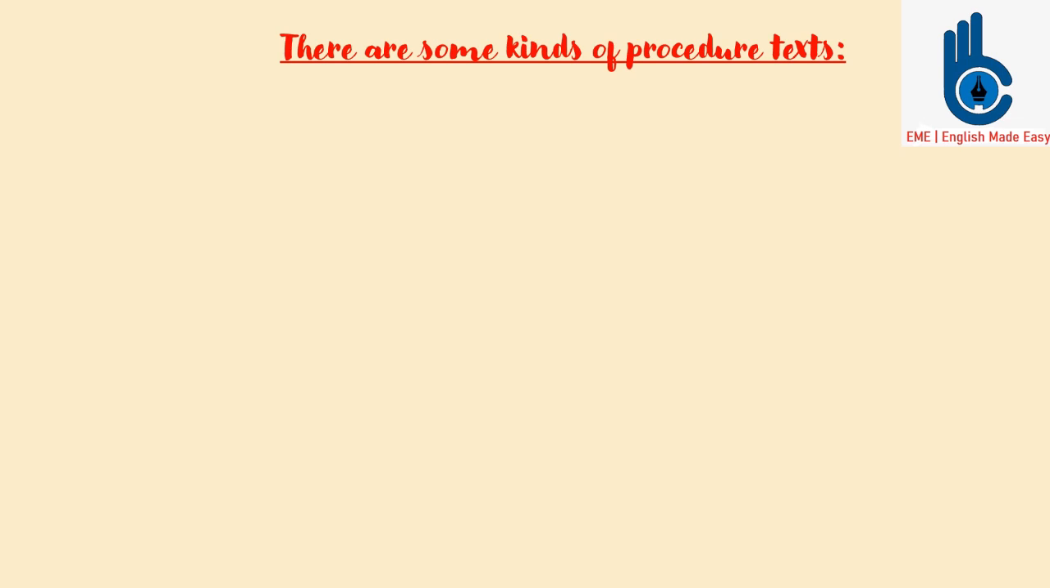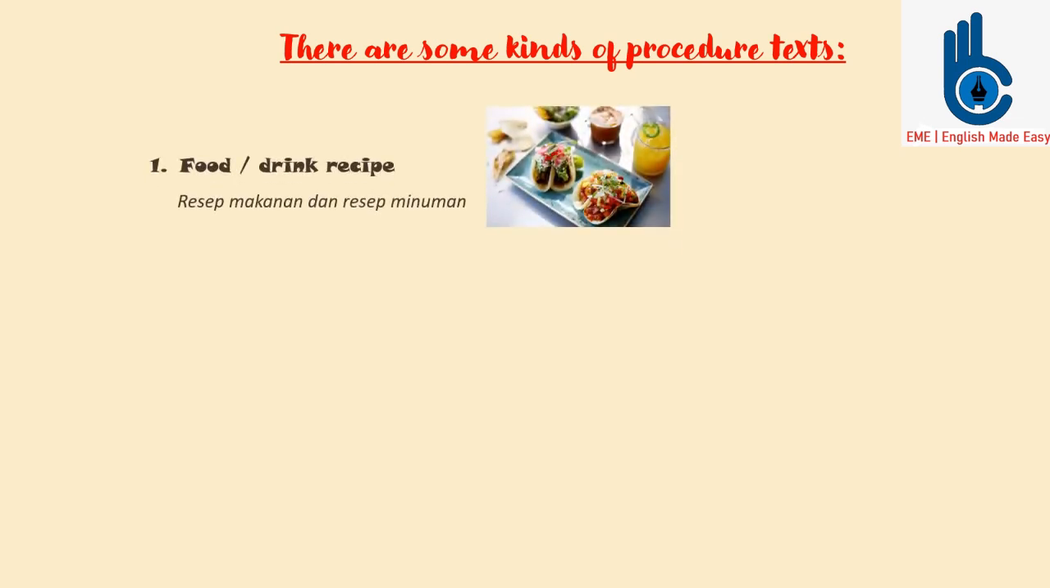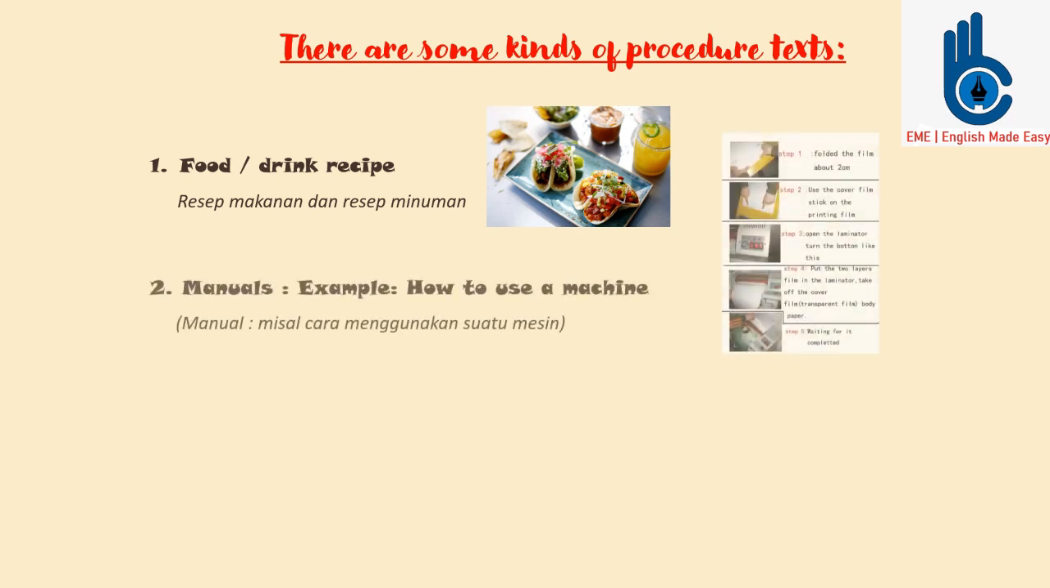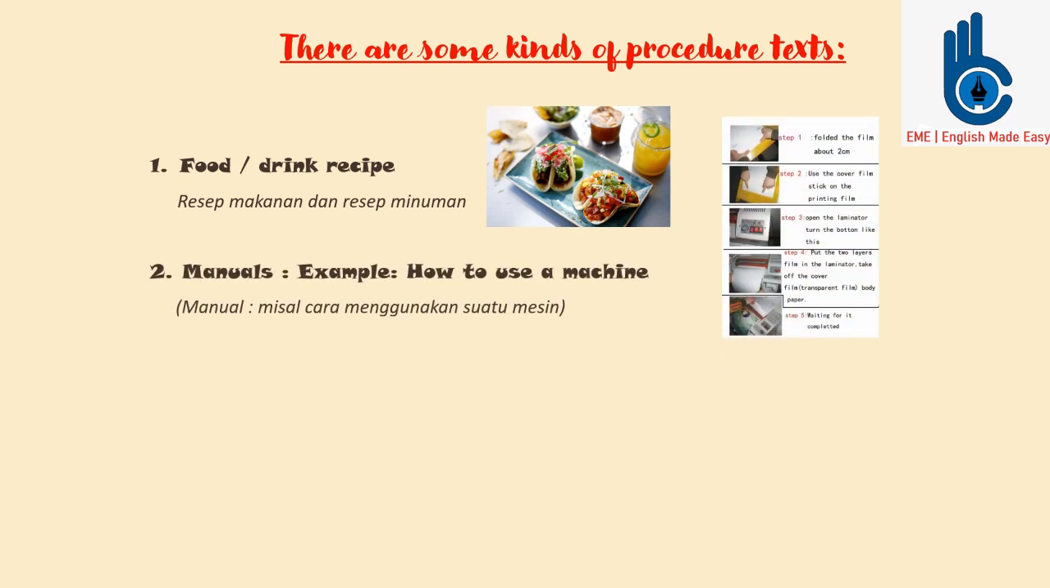There are some kinds of procedure texts. The first is food or drink recipe. For example, how to make fried rice, how to make lemon juice. Second, manuals. The example of manuals is how to use a machine.